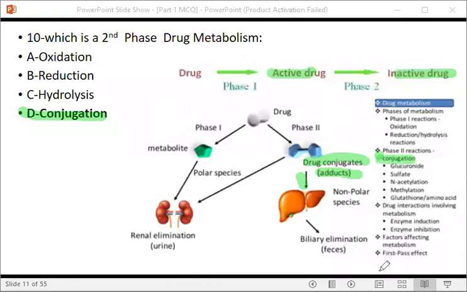The rest is not that important, guys. If you need to read it you can read it. But the MCQ may ask you about active, inactive, conjugation. There are also enzyme induction and inhibition. This may come as an MCQ about cytochrome P450 if you need to know this. Okay. Anyway, let's go to the next type.